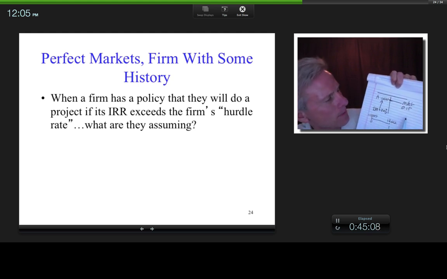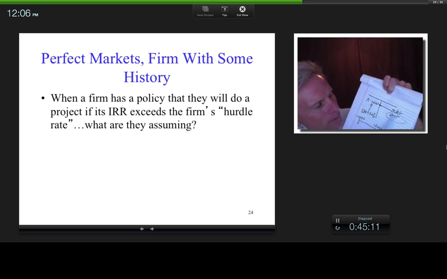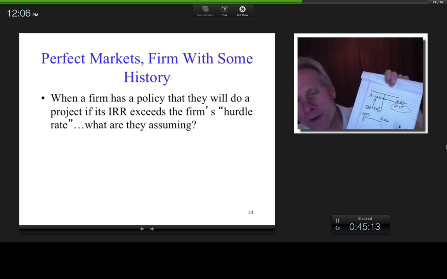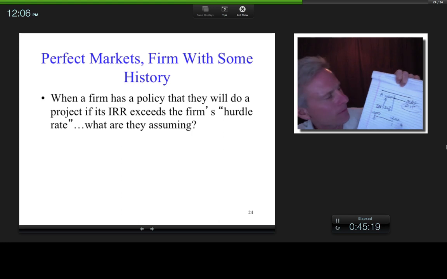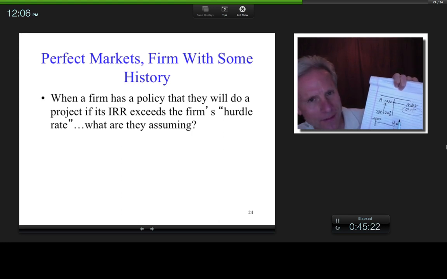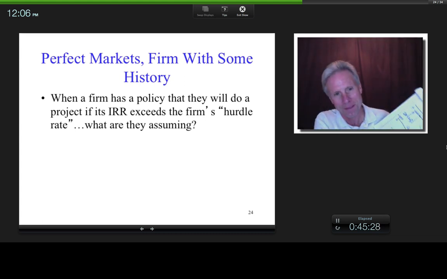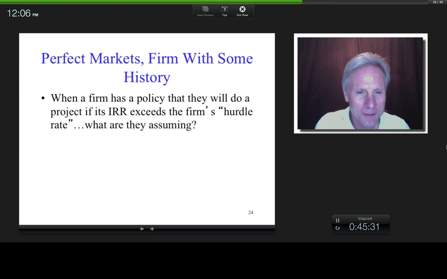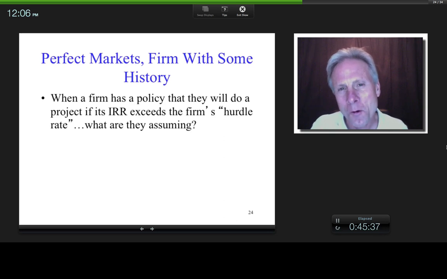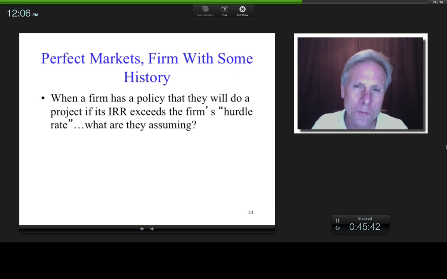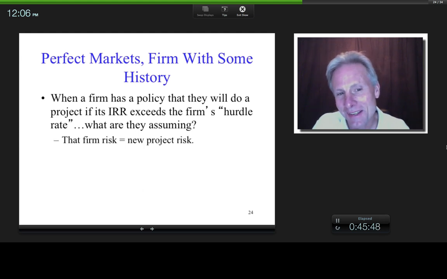So what some companies do is, they have this 15%, which they call a hurdle rate. It represents the discount rate for the firm as a whole. But then they'll take a specific project and say, all right, if the internal rate of return is greater than this hurdle rate, then we'll do it. But when they have that sort of policy, what are they assuming? Are they assuming anything about the risk of the new asset relative to the risk of the existing firm? This whole policy basically makes that assumption.